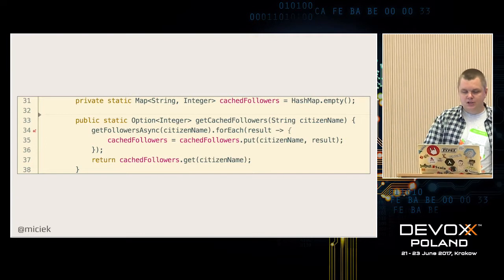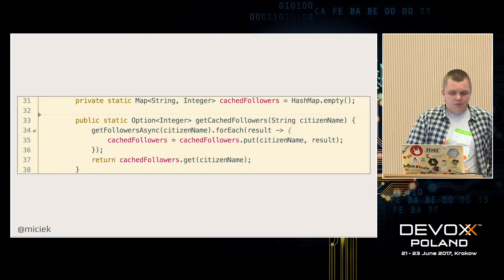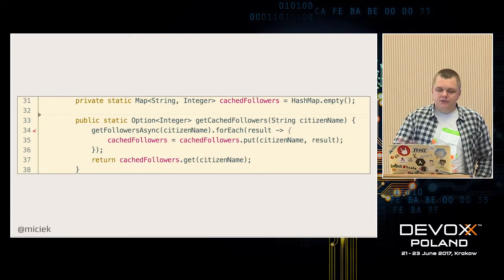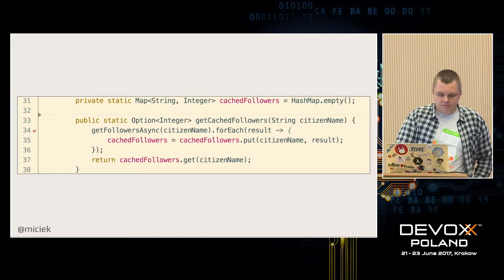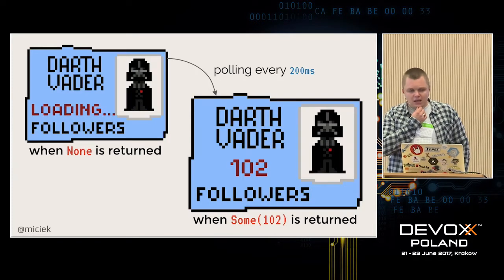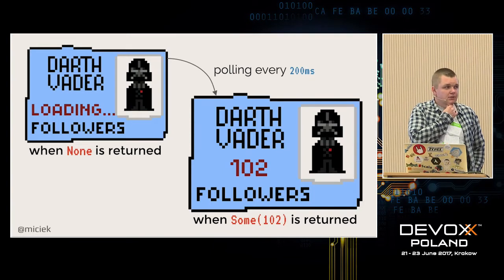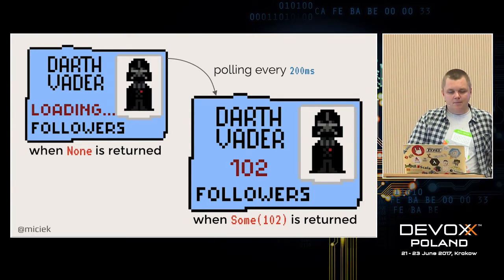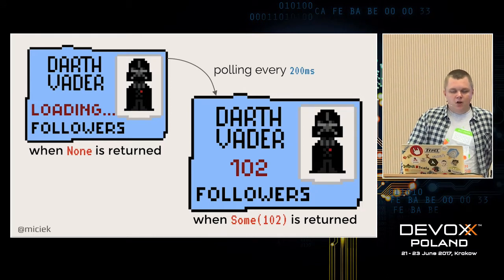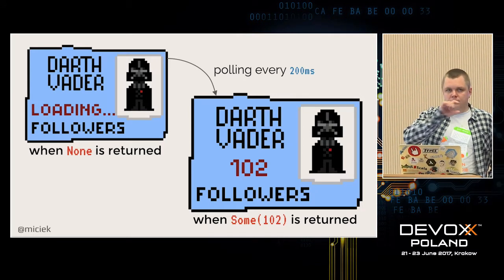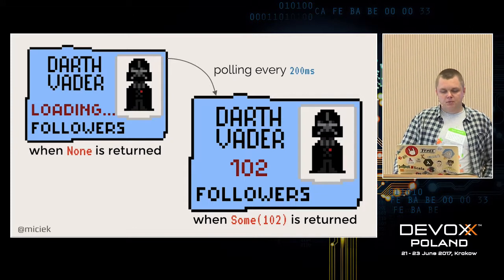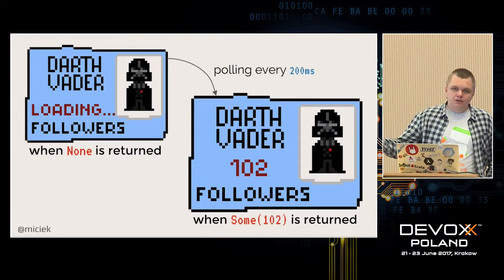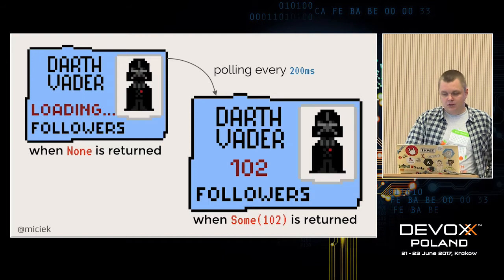Okay, so not much changed, but now our API includes the assumptions about the return type. And of course, we changed the API, so we need to update the web application. Now the user knows what's happening inside. So every time None is returned, we just display loading. Whenever Some of Integer is returned, we just display this integer.